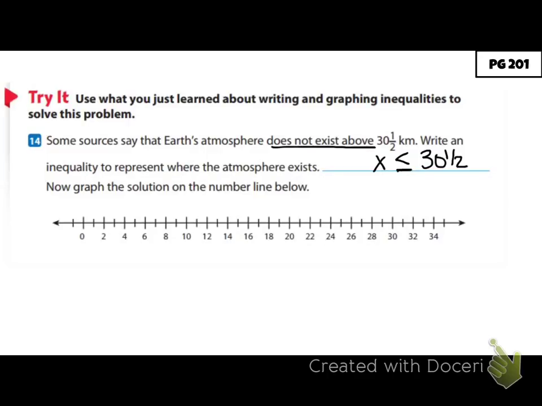So now that we know this, we're going to graph the solution on a number line. So if we're looking at 30.5, I see 30 is here, 31 would be in between, so my circle is going to have to go in between these two lines where that is. Okay, so then the next thing I need to look at, it says that it's less than or equal to, so that means it's a closed dot with an arrow going to the left because it's less than.